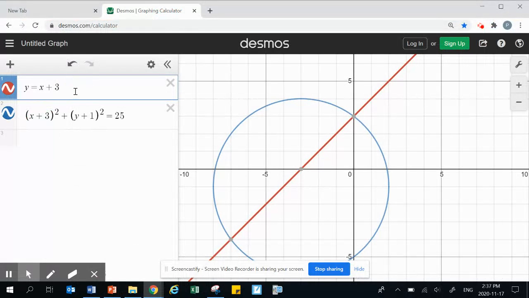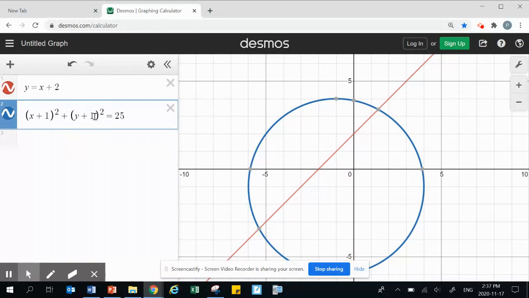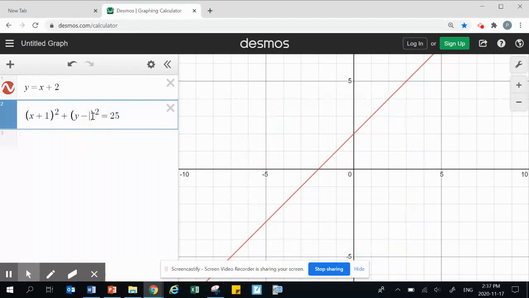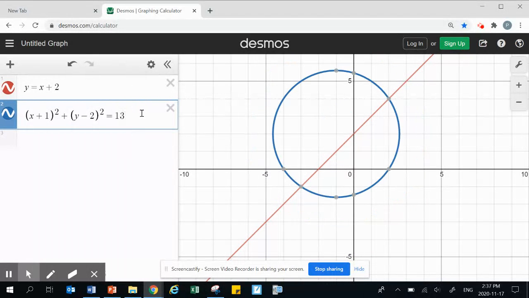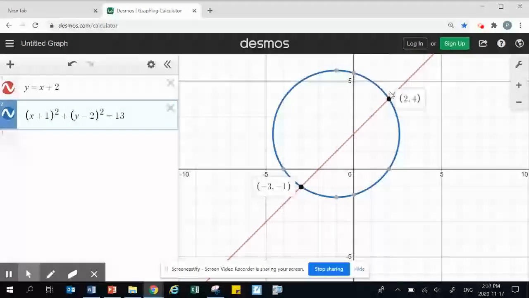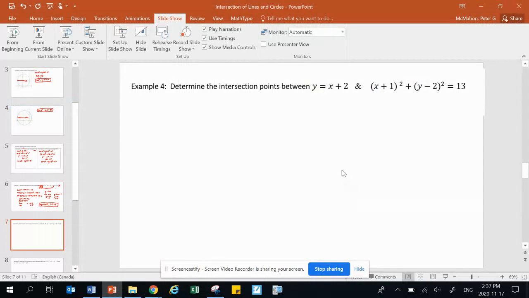Solving this graphically, we're going to get (x + 2), and we get (x + 1)² + (y − 2)² = 13. Doing this, we're going to get these two intersection points here and here. Okay, so it's a good idea, guys: do it graphically first to figure out what your answers are going to be, and then we'll go ahead and solve it algebraically next.